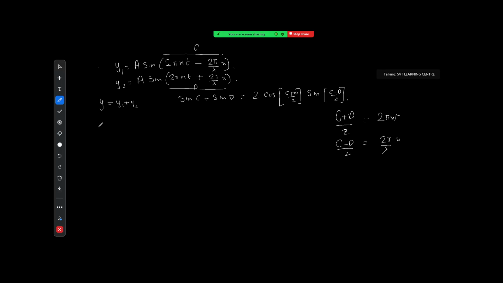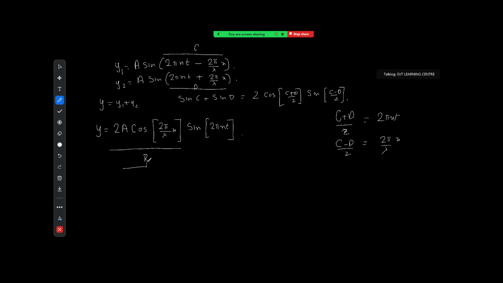And because of which my y will now turn out to be 2a cos(2 pi by lambda into x), and this part will remain the same. It will remain as 2 pi small n into t. Did you understand how I got this result? Now this whole term is taken as a new amplitude.